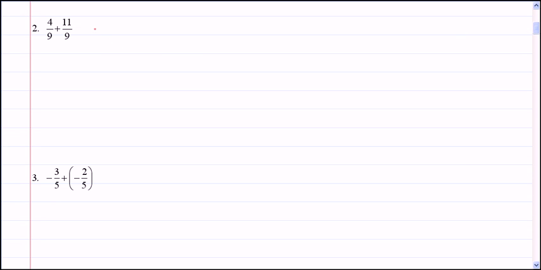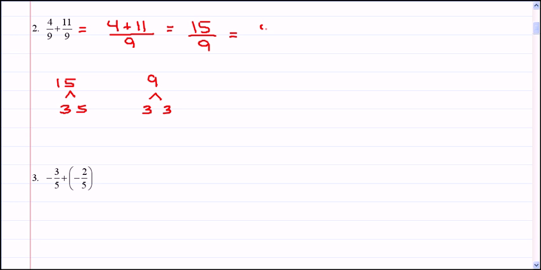For number 2, 4 over 9 plus 11 over 9, both denominators are 9, so we would take the numerators of 4 plus 11 over 9, add the numerators together, and we get 15 over 9. Now in this example, when I write the prime factorization of 15 and the prime factorization of 9, since they both have a factor of 3 in common, they cancel, so that the final answer is 5/3.